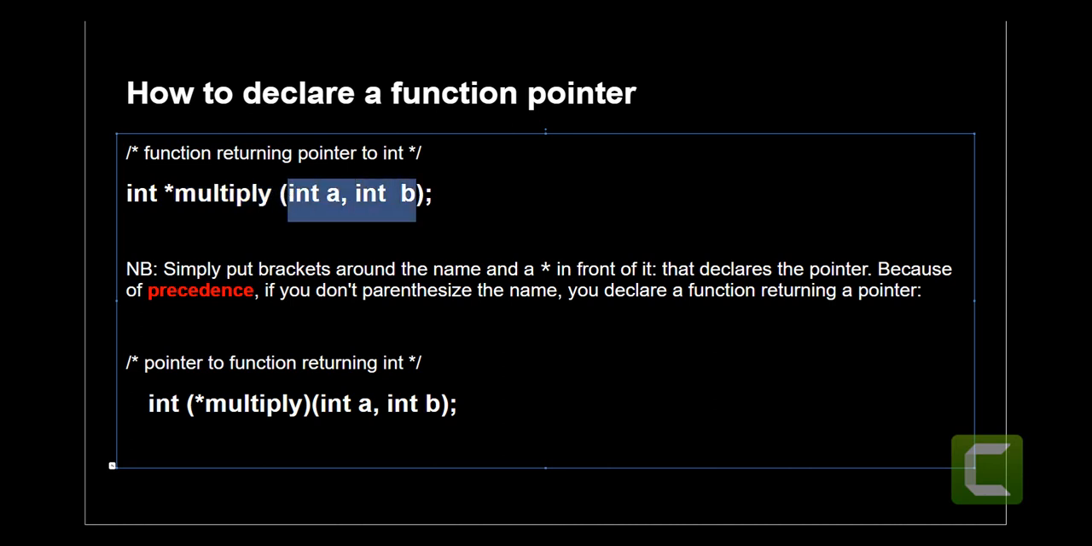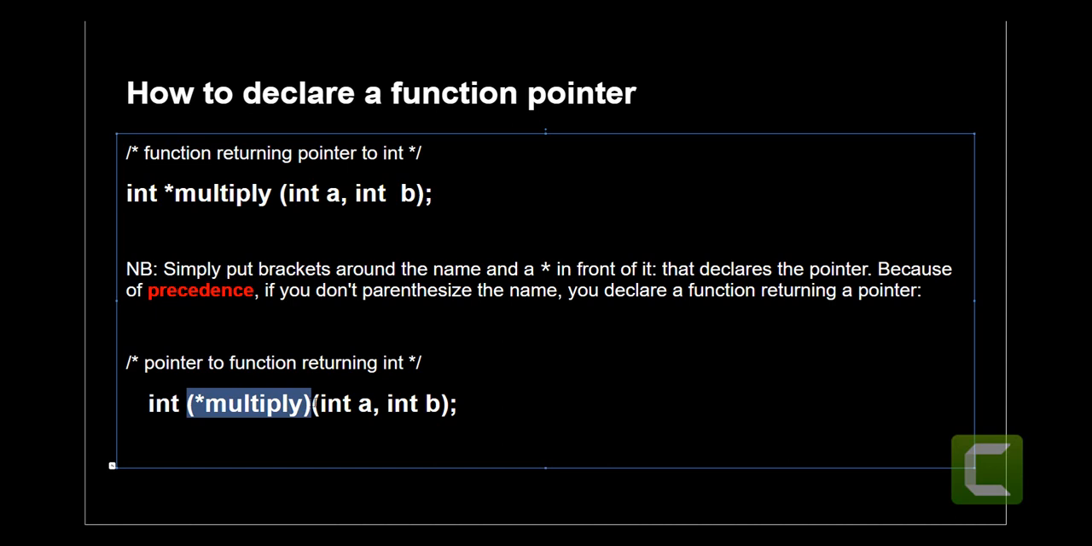So for us to be able to declare a function pointer, we need to make sure that we put parentheses where we have the asterisk and multiply, which will indicate first to the compiler that we first want to create this to be a pointer.